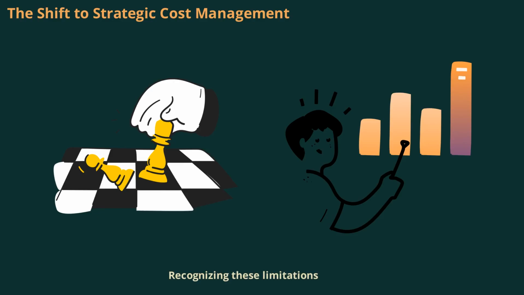Recognizing these limitations, businesses have shifted towards strategic cost management, SCM. SCM is about aligning cost management with business strategy, focusing not just on reducing costs but on optimizing value. This means considering both cost and quality and ensuring that every cost decision supports the organization's long-term goals. SCM integrates cost information into strategic planning, helping organizations achieve sustainable competitiveness.